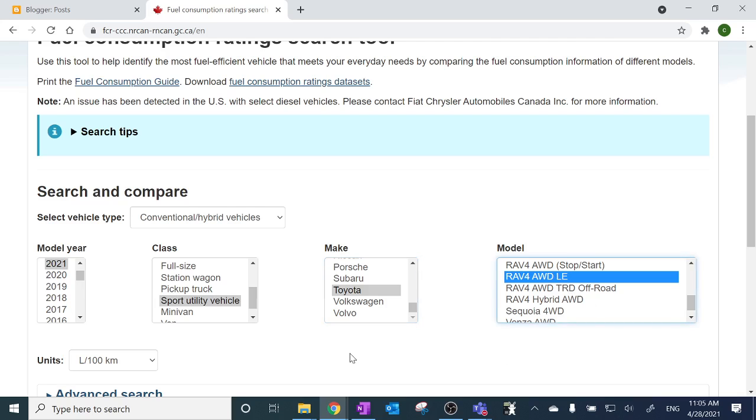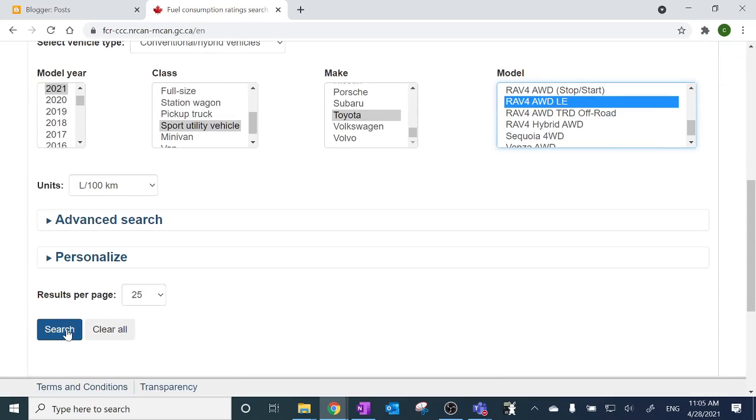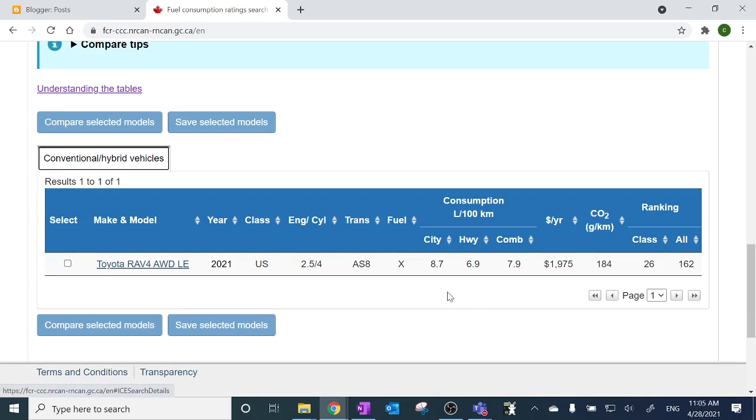Okay, and search. It should tell me, there it is. I expect 8.7 liters per 100 kilometers in the city, 6.9 in the highway, combined, which is again just the average. And assuming I drive 20,000 kilometers a year, I expect this to cost me that much in fuel every year. So you'll get to do this with whatever vehicle you pick.